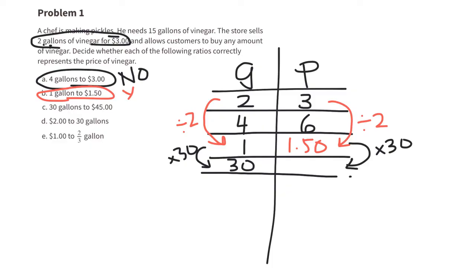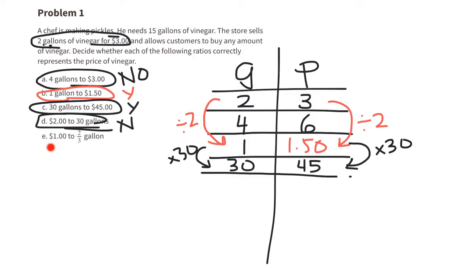And 30 times $1.50 is indeed $45. So we're good. So this one is a yes. Yay. How about $2 for 30 gallons? What? No, because we already did it right here. 30 gallons, that's got to be a no, because we already know that 30 gallons is $45.